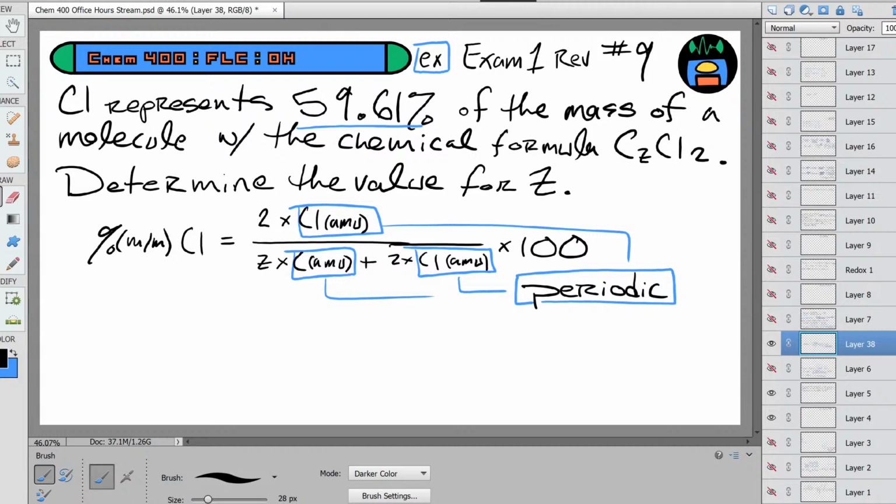And we're given the mass percent in the problem. That means the only unknown in this equation is Z. Earlier in the video, I worked it out step by step. Let me see if I can scrub back to it.